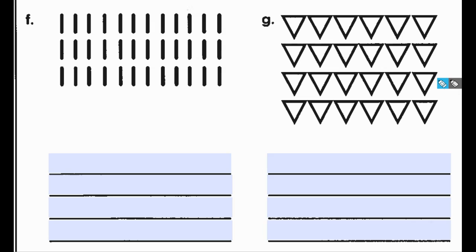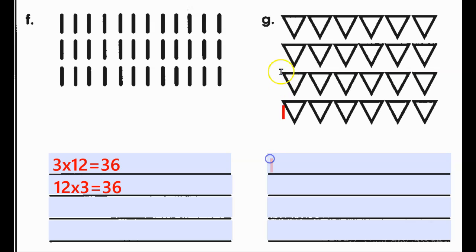All right, letter F. I have 3 rows times 1, 2, 3, 4, 5, 6, 7, 8, 9, 10, 11, 12. Times 12 is 36. Good. So then what's the other way to write it? 12 times 3, which is the same thing, 36, right?